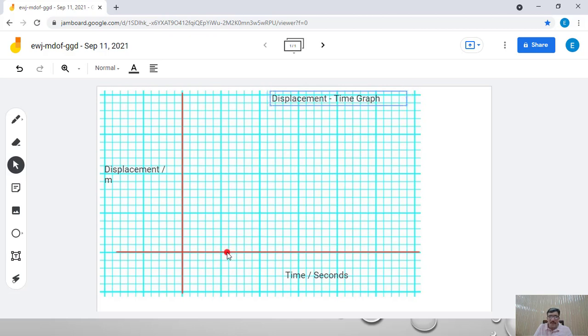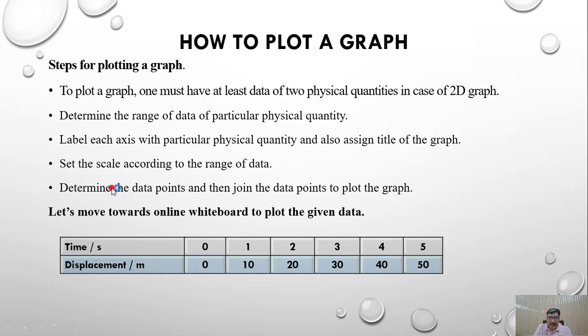So now let's move towards scale. Now we have to set the scale according to the range. If you see my slides, I move towards the data which I have to plot. Here I have time, and time is from 0 to 5 seconds. So this is the range. And if you see at what increment it is changing, every second displacement is changing. So 0, 1, 2, I have a jump of 1, or you can say an increment of 1 for the time axis. And on displacement I have an increment of 10 meters at every second. So let's see.